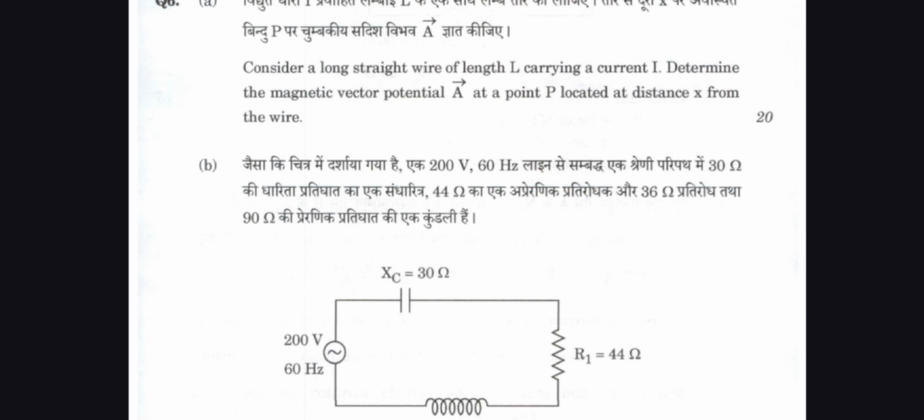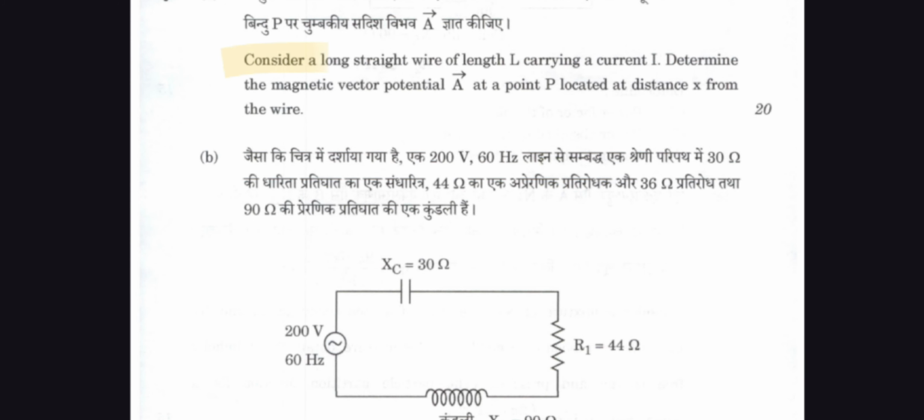So question number 6 here you see. Consider a long straight wire of length L carrying a current I. Determine the magnetic vector potential A at a point P located at distance x from the wire.